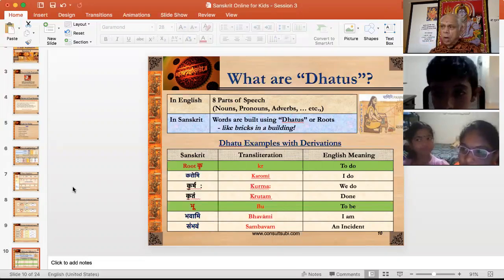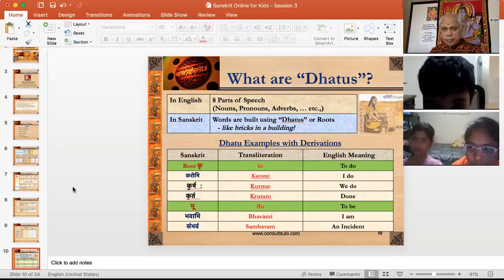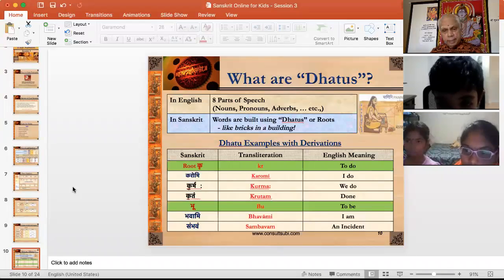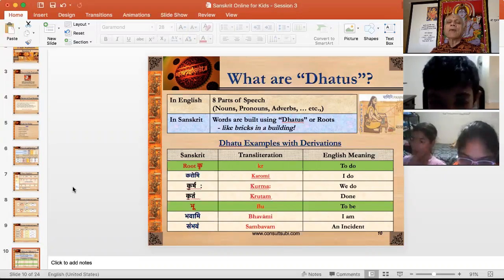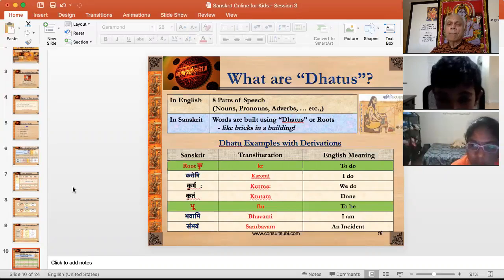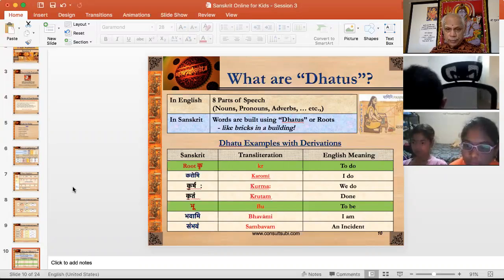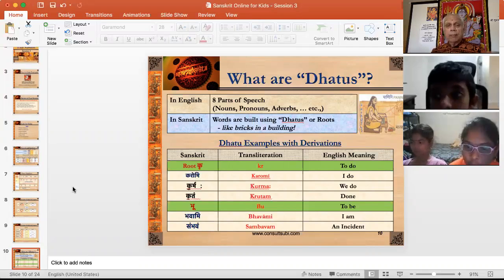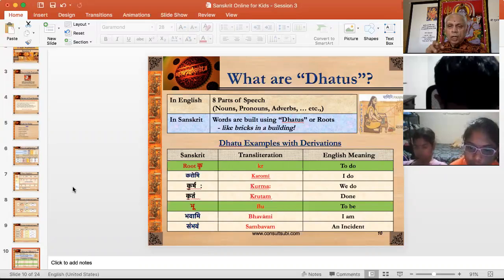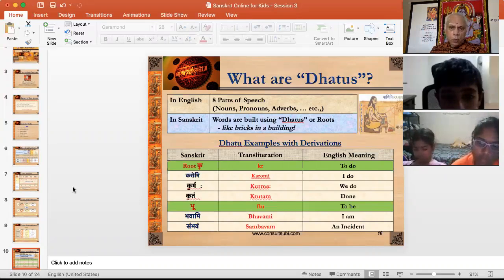Take another root called bhu. Bhu means to be. From bhu you derive the words bhavami, I am. Sambhavam. Sambhavam means an incident. It comes from the word bhu. I'm going to give you more examples of how these small dhatus are developed into words.